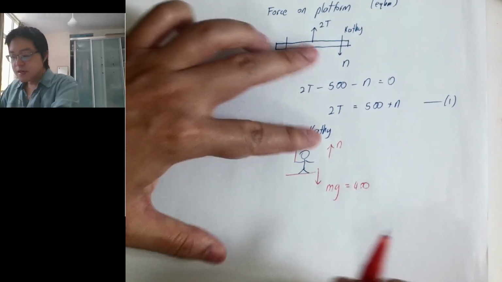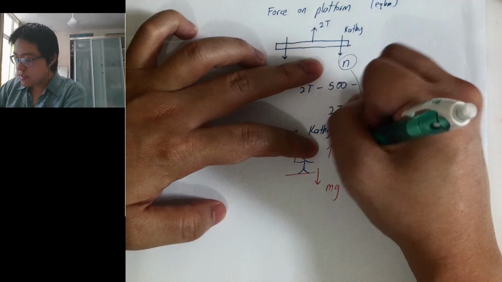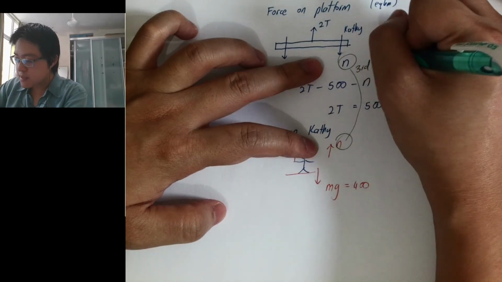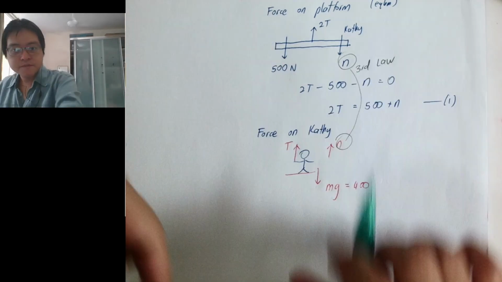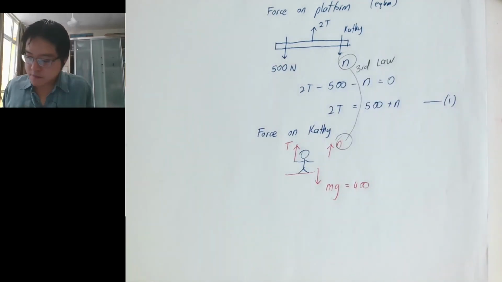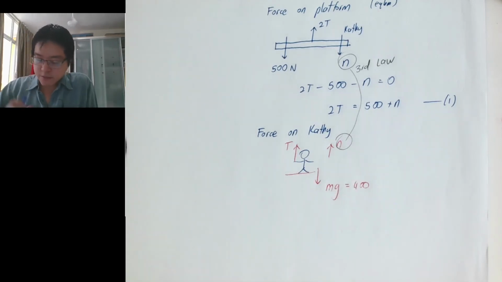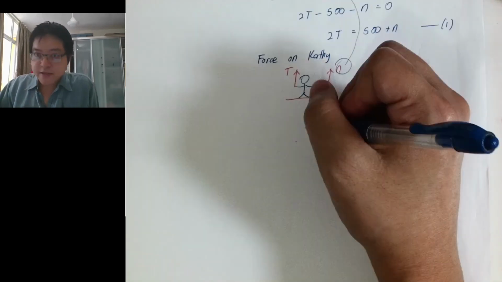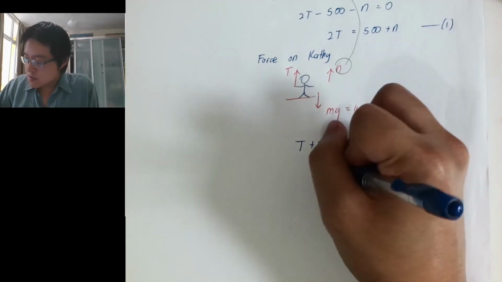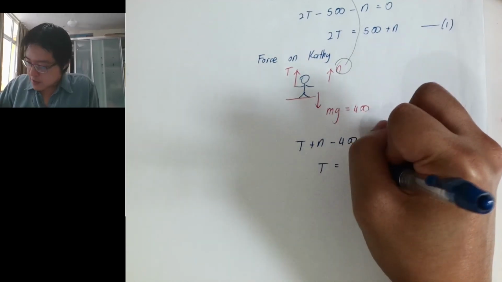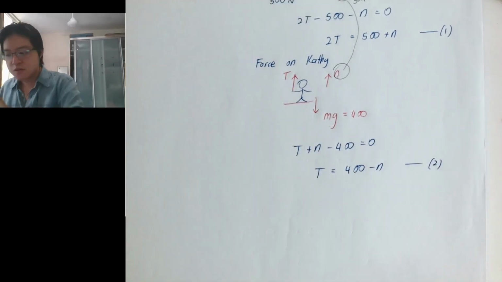You see, these two forces are equal and opposite, because of Newton's third law. One is down, one is up. Kathy is in equilibrium, so still taking upwards as positive, the net force acting on Kathy is T plus n minus 400 equals 0. So I got T equals 400 minus n. So I got a second equation, two equations with two unknowns, enough for me to solve.